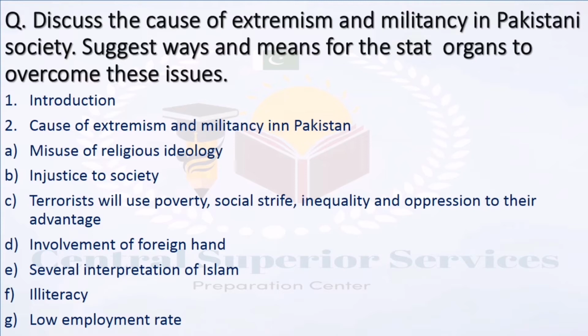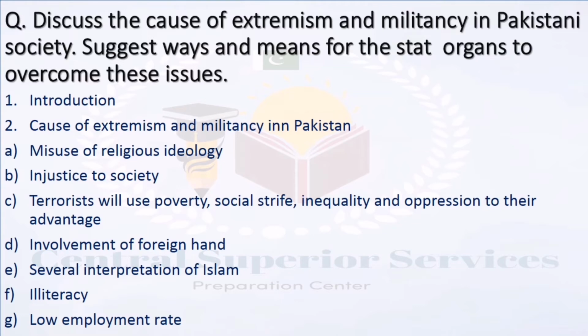The answer to this question may be outlined as follows. First, give an introduction. Secondly, the causes of extremism and militancy in Pakistan, like motivation by religious ideologies and grievances, and injustice in society. Terrorists use poverty, social strife, inequality and oppression to their advantage. Involvement of foreign hands. Several interpretations of Islam.